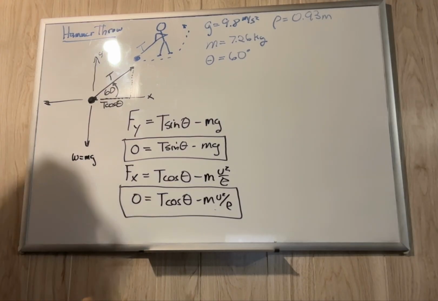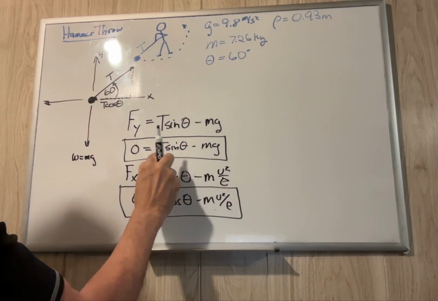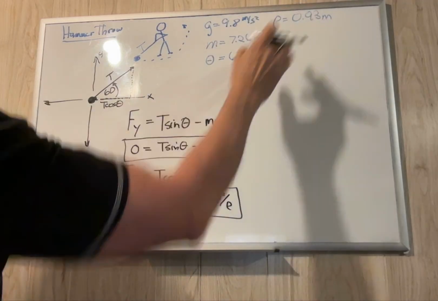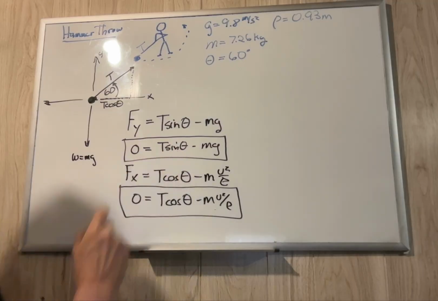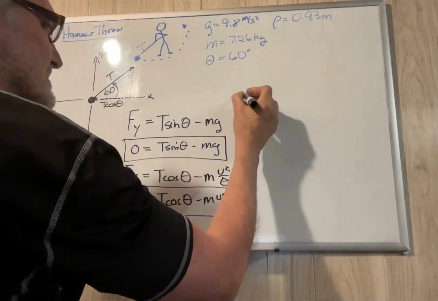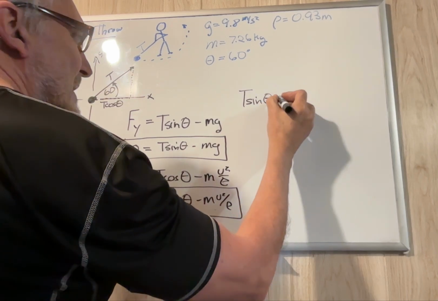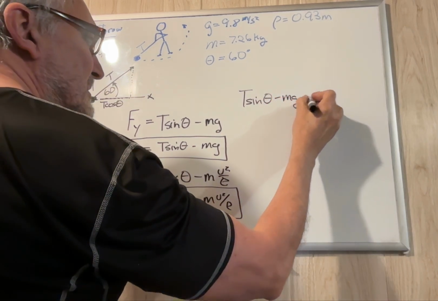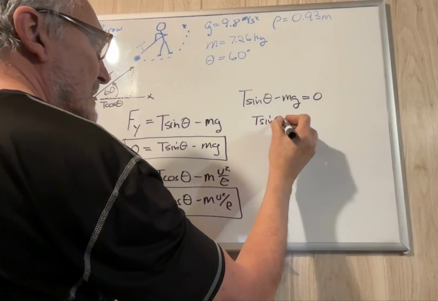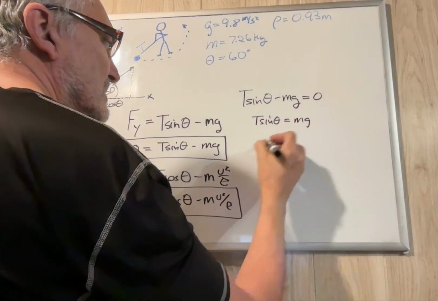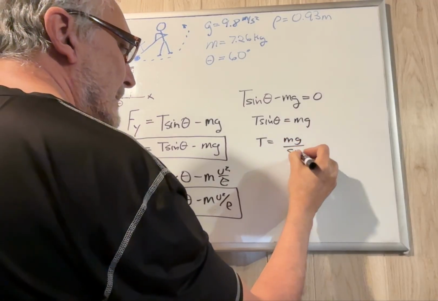All right, so now we have some initial conditions and we have some unknowns down here. We don't know tension and we don't know velocity, but we have some initial conditions. Let's see if we can first find the tension. I'd probably use this formula because it's going to be much easier. So tension sine theta minus mg is going to be equal to 0. So my tension sine theta is going to be equal to mg. Therefore, tension is just going to be mg divided by sine theta.